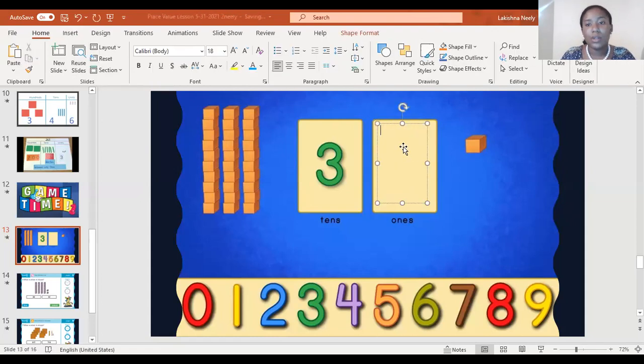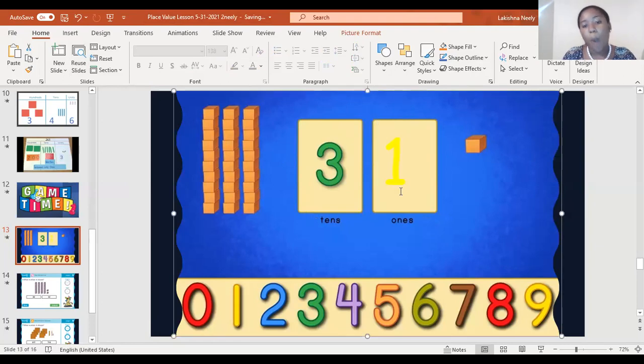So we're going to put the number 1 there. Boom, 31. So we have 3 tens and 1 one. So our number is 31.